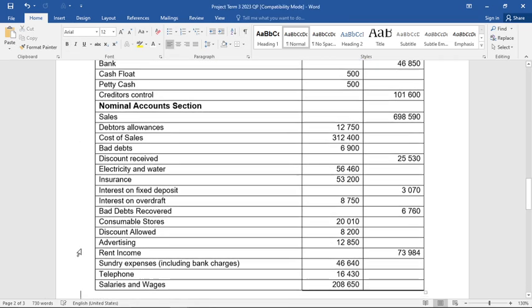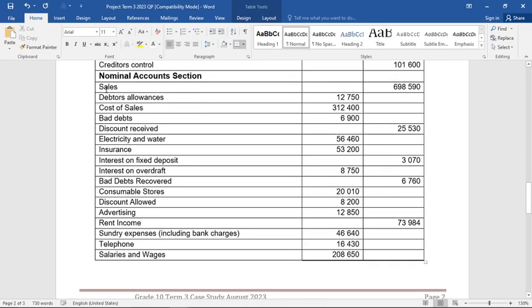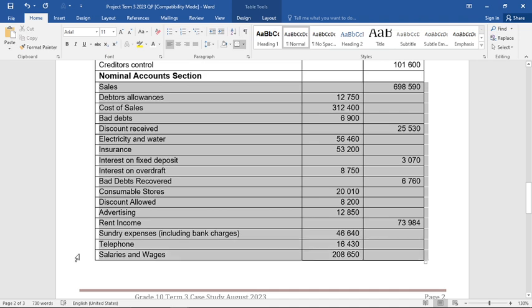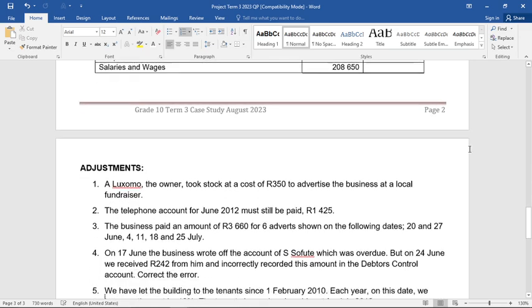And then looking at the nominal account section, we have got a bunch of incomes and expenses, also items that we would have dealt with before. Just bearing in mind this entry over there, sundry expenses includes bank charges. So if you have an adjustment that requires bank charges to be used, you would go to sundry expenses. Are you ready? Right, here we go.